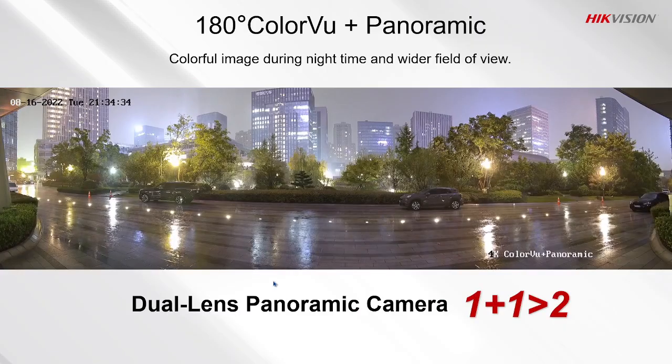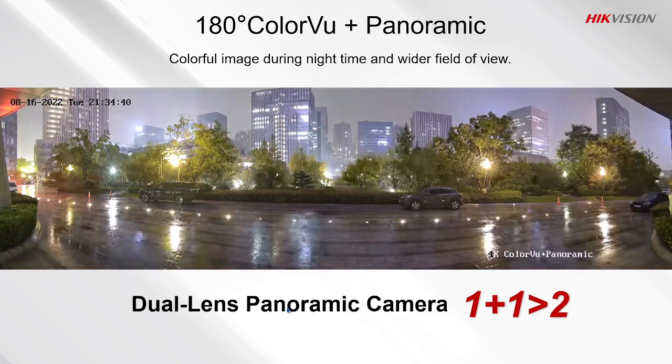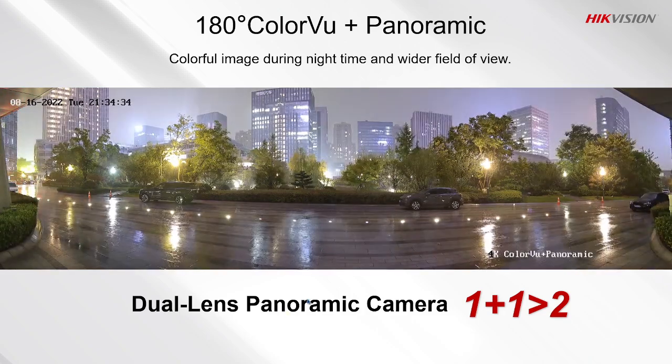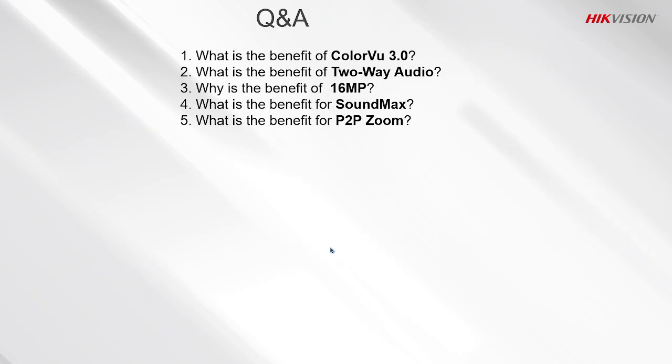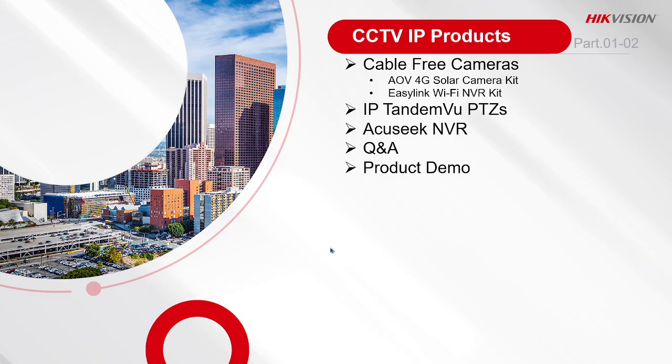Then now we have this ColorVu with panoramic lens. So this idea is the colored images with the wide angle. So we combine two lenses and give you clear image. So we also have this in the bullet and eyeball models for 1 series and 2 series of HIKVISION IP cameras. So with that, we can think about the demo.